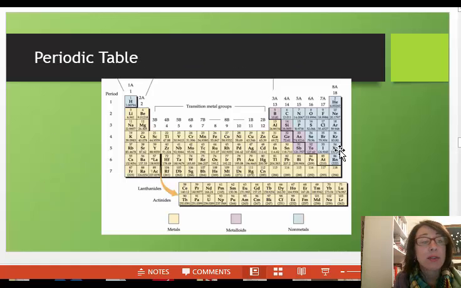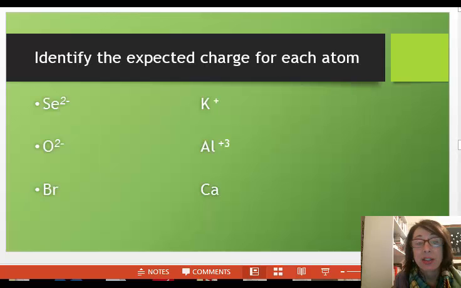Aluminum is in family 3A, which means aluminum has 3 valence electrons. It loses 3 electrons to gain a noble gas configuration of neon. The charge on the ion that aluminum forms is +3. Notice that aluminum is a metal and forms a cation by losing electrons.